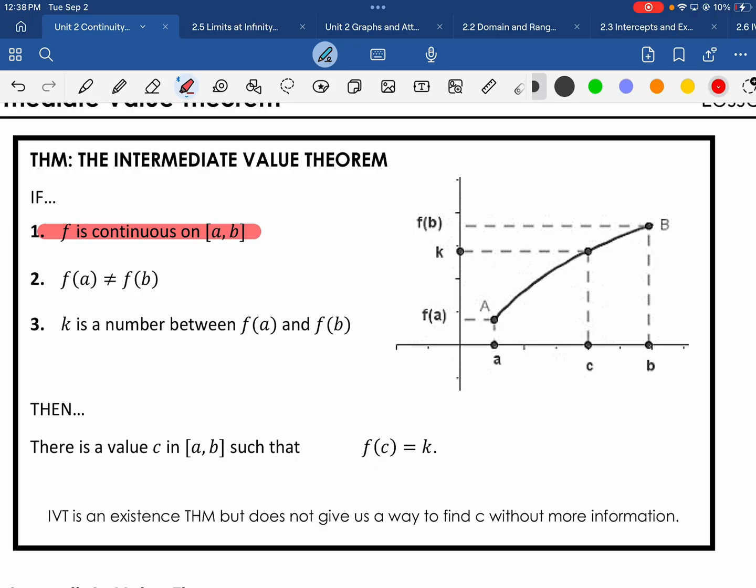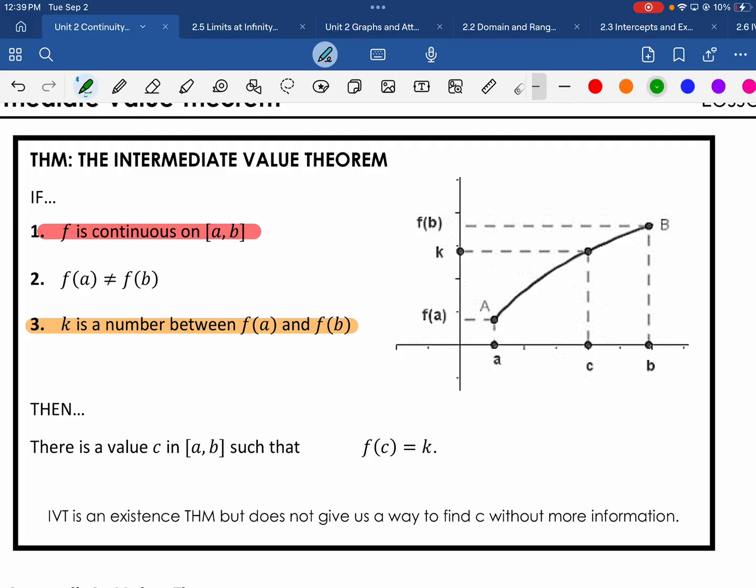The second thing that we're going to show is that k is a number between f of a and f of b. And if you show that k is between f of a and f of b, then you automatically are kind of proving number 2, that they're not the same thing. So we can kind of ignore the second condition there. So you have to prove that it's continuous, and you have to show that the number you're trying to prove exists between your two y values.